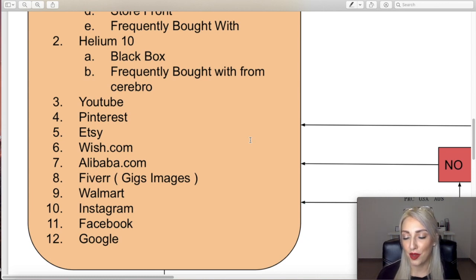Pinterest, a lot of people don't think about that. You can use Pinterest to do your product research. You can search things like, I don't know, #1 gifts for men, newborn baby products, different things like that. Just be creative, use your brain. Etsy, also you can use Etsy, wish.com, alibaba.com, about that.